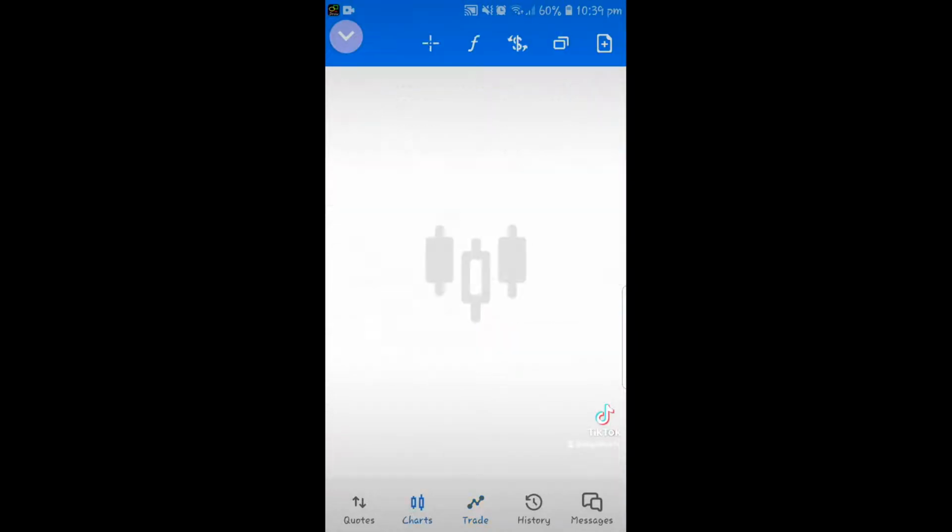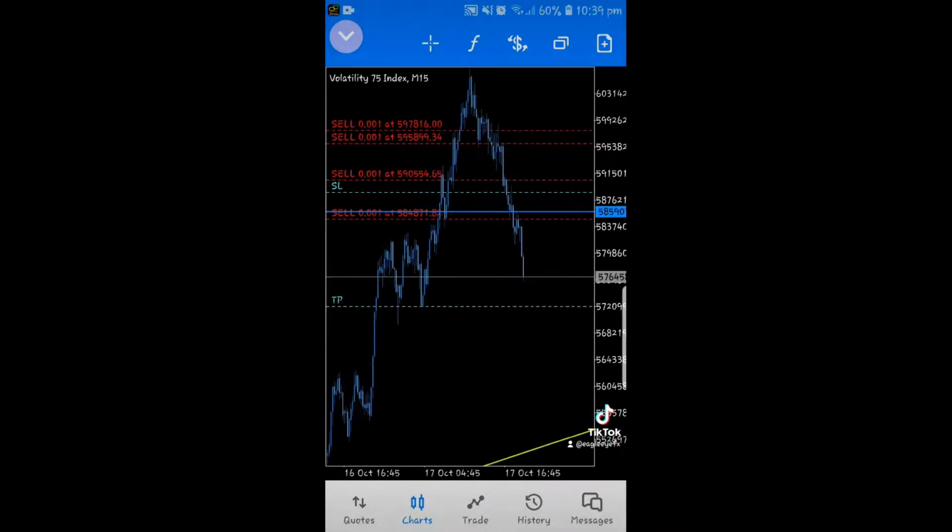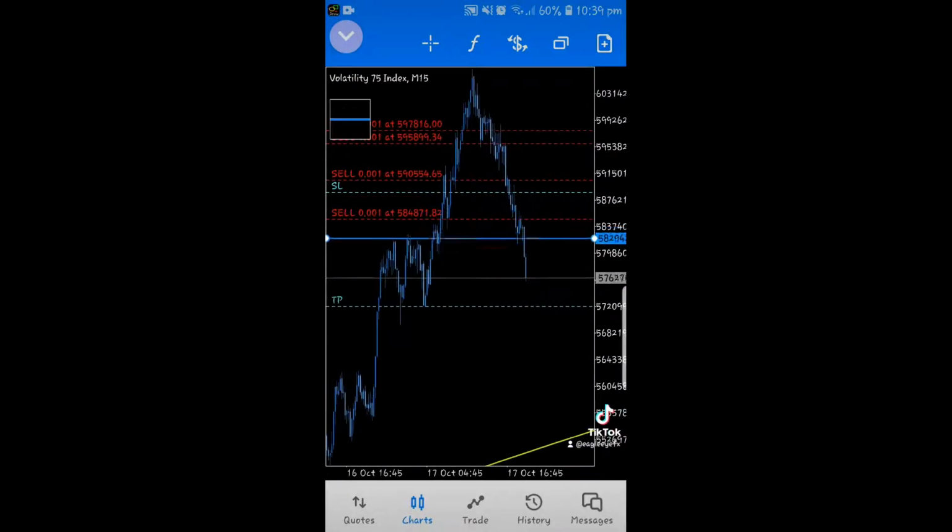$62. We flipped the account in just a single day, just some few hours. We've already flipped the account. So yeah, so now it's time to hit TP, then withdraw the profit. That is it, guys. Look, real account.